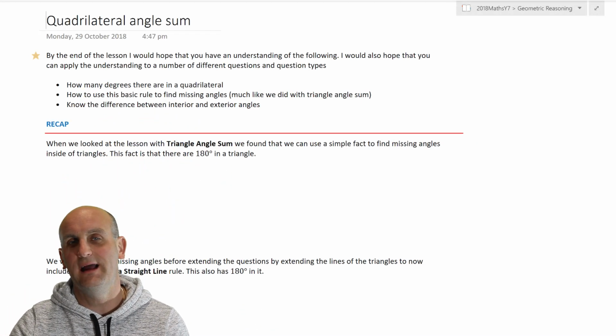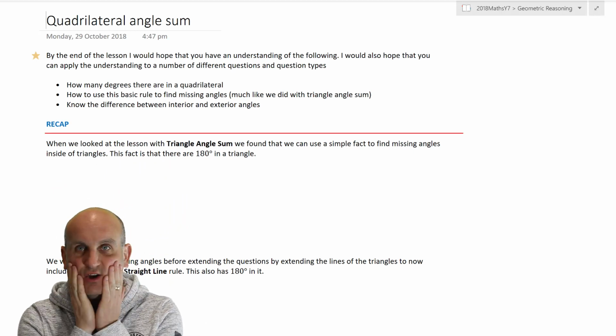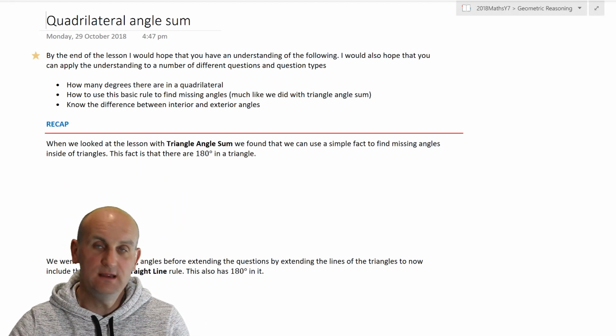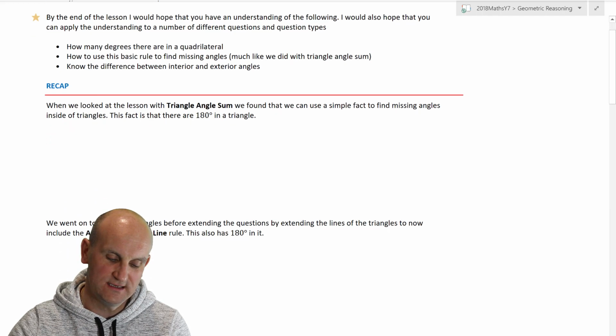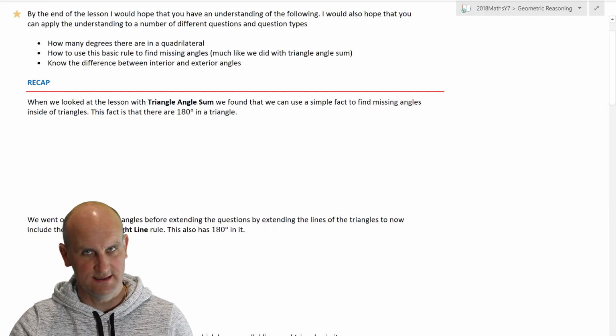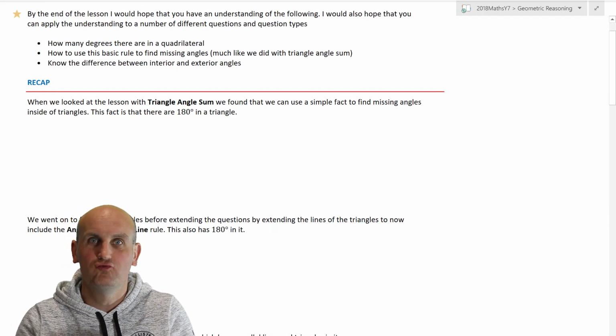Now, quadrilateral angle sum. Easy for me to say, not. I need to change my teeth. Basically it builds on the work we've been doing previously. Now, this is part of a geometric reasoning module. Ooh, how exciting. Geometry. It's fabulous. And it's real world maths.